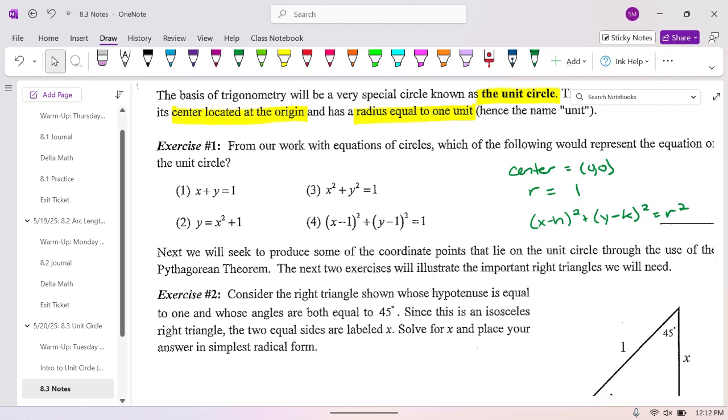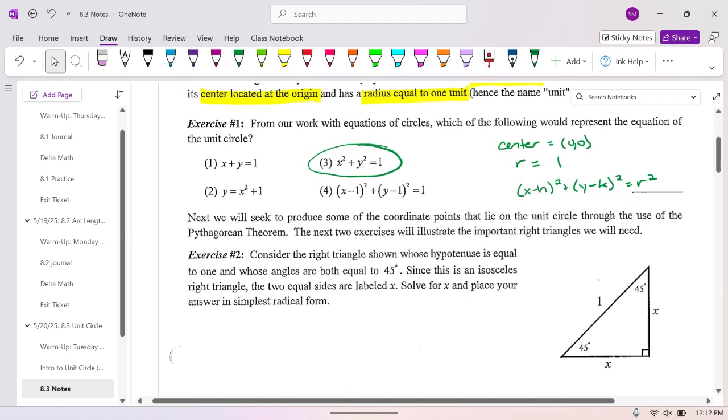What do you guys think? Not 4. That would mean it has a center of 1, 1. I want a center of 0, 0. It's 3. Because since it has a center of 0, 0, x minus 0 is just x squared. Y minus 0 is just y squared. And then 1 squared is just 1.